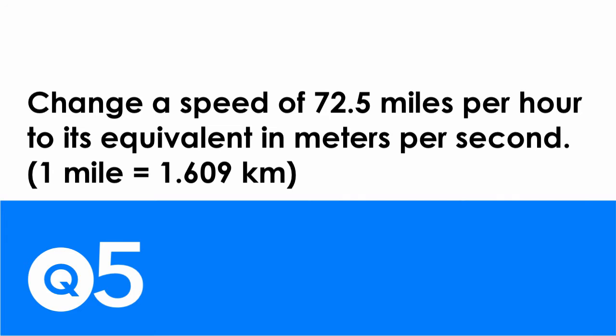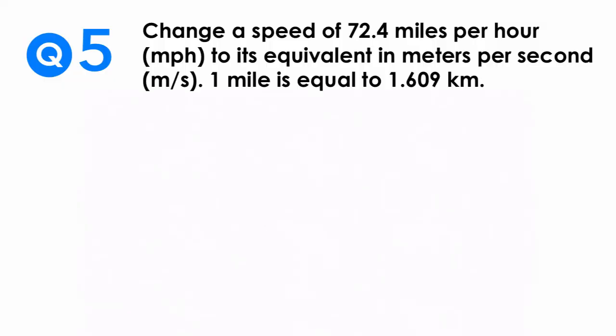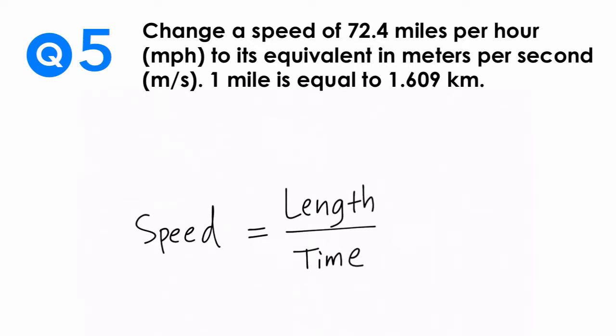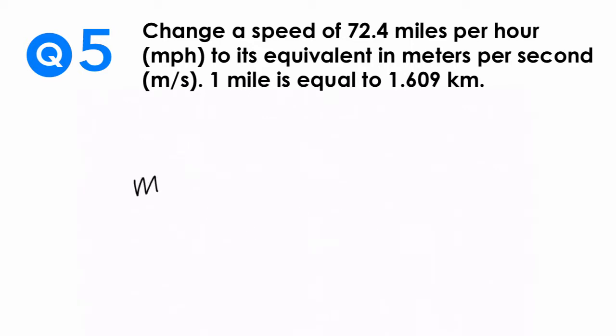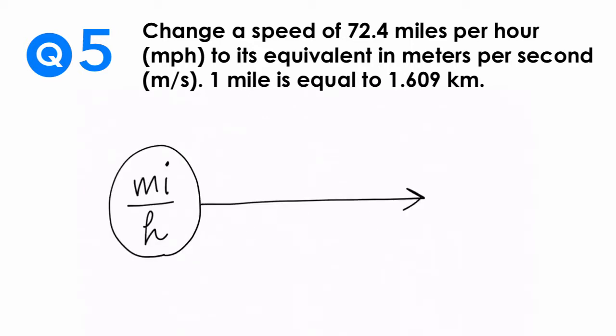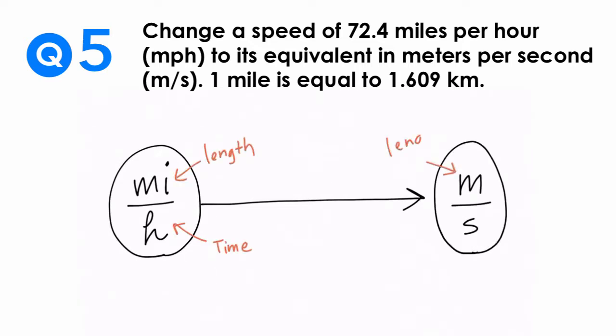Next, this one is a challenging one. Convert 72.4 miles per hour to meters per second. These units, length per time, are units for speed. You know, how far an object moves per certain amount of time, right? So we want to convert from miles per hour to meters per second. How can we do this?